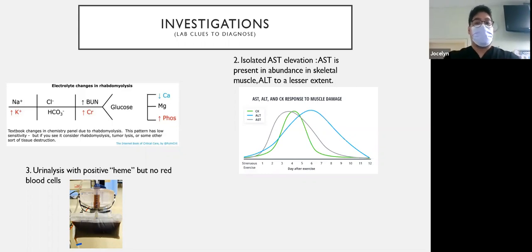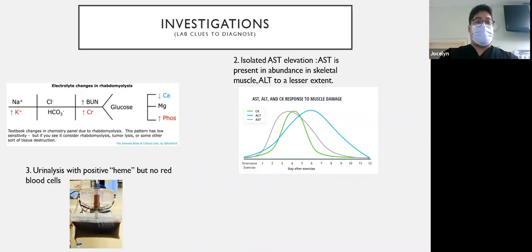Isolated AST elevation. Why? I have read some article. It says that AST is present in abundance in skeletal muscle, whereas ALT is still present but to a lesser extent. So you also have CK, AST, and ALT. If you don't have CK, and you see the AST is increasing, you can use it as a lab tool for diagnosis.